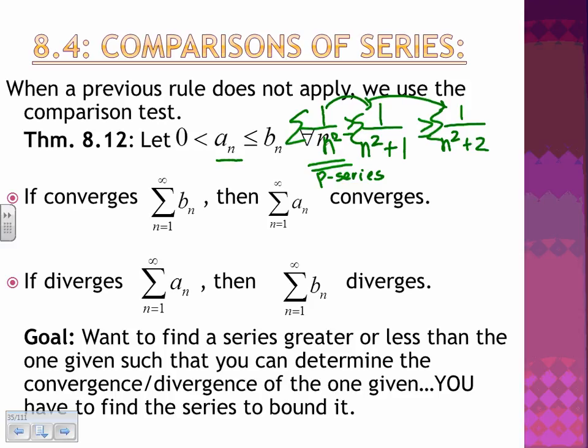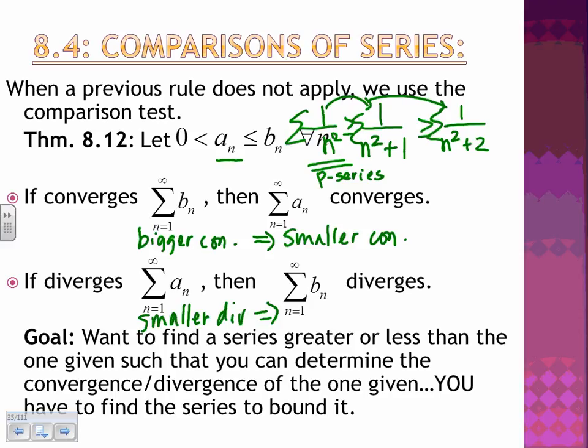So write that down in your own words somehow. Discuss it in your group how you want to say that. And you could write that down on your blue sheet in your notes. Okay? So when you're dealing with the direct comparison test, if the bigger converges, then the smaller has to converge. If the smaller diverges, then the bigger diverges.